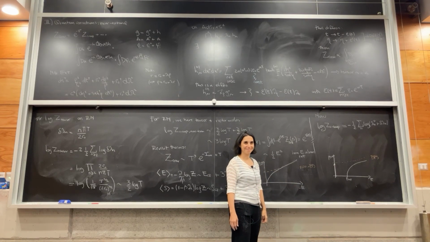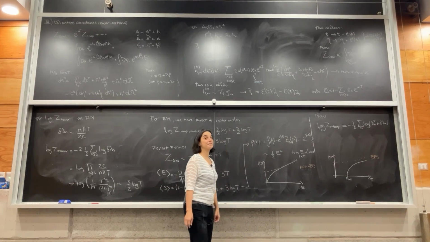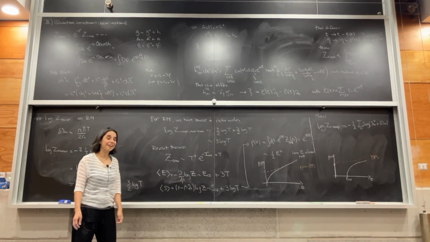So maybe actually it is true that black holes have closer to zero entropy. Like real ones. Okay. Thank you.